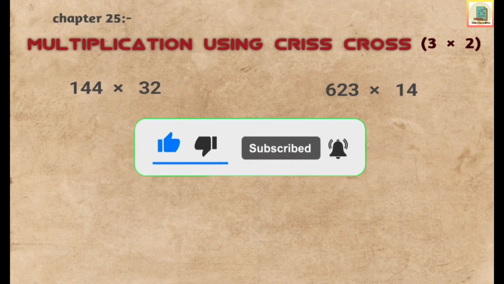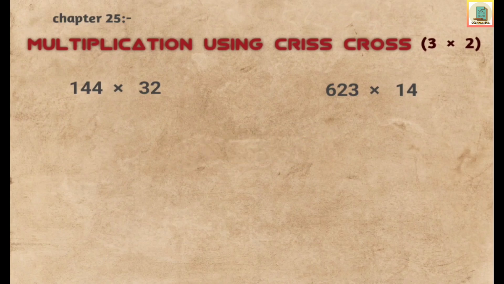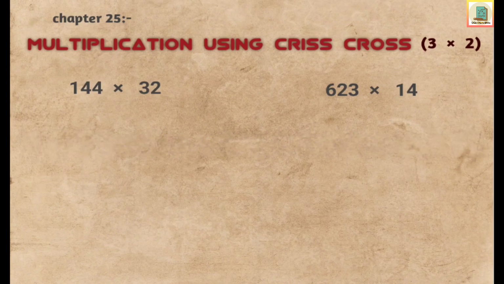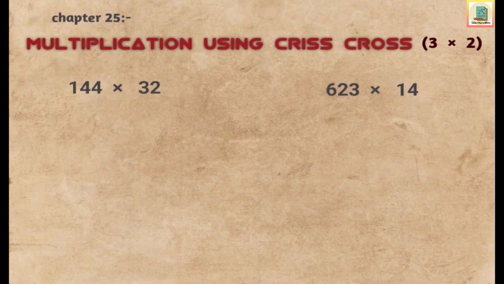Now grab your pencils and notebooks for another topic, that is multiplication using criss-cross method. This method we've already understood in the last video. So this is an extension to the previous method where we are multiplying 3 digits by 2 digits. So now let's understand by taking example. So in this method, we are multiplying 3 digit by 2 digit.